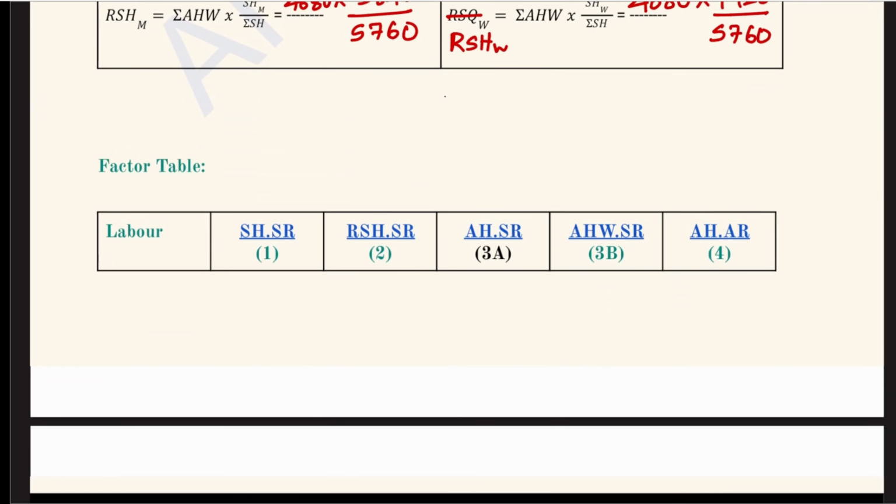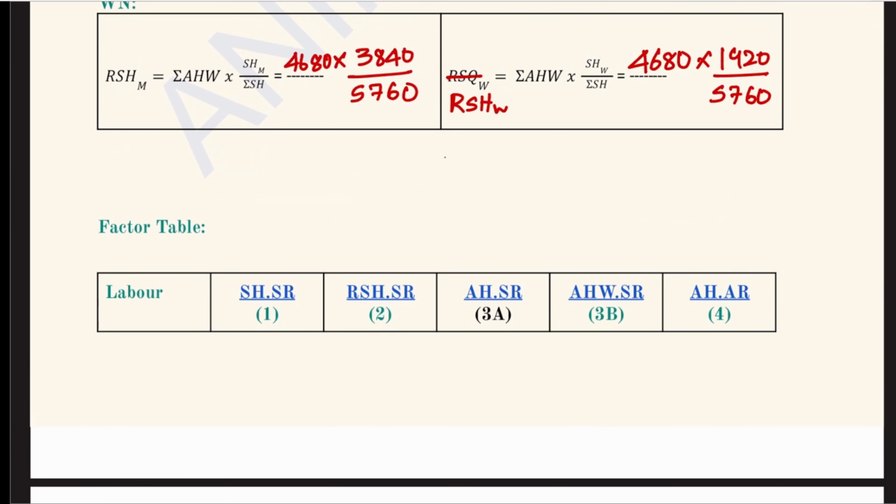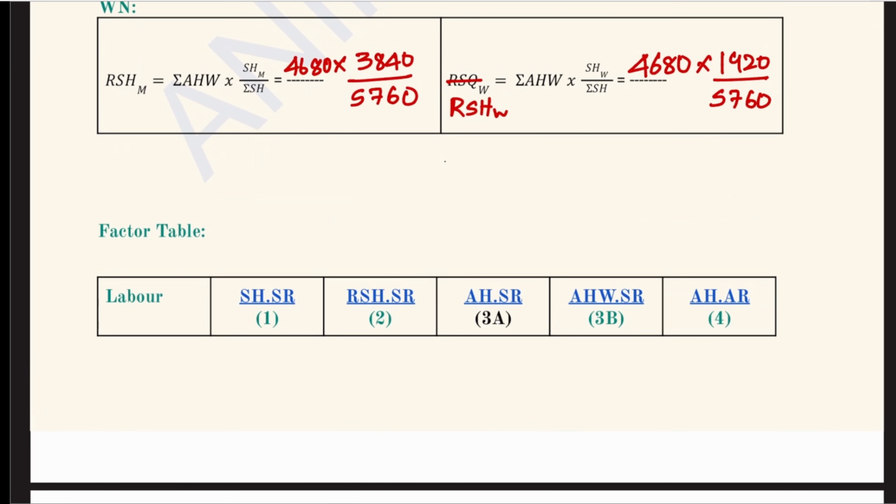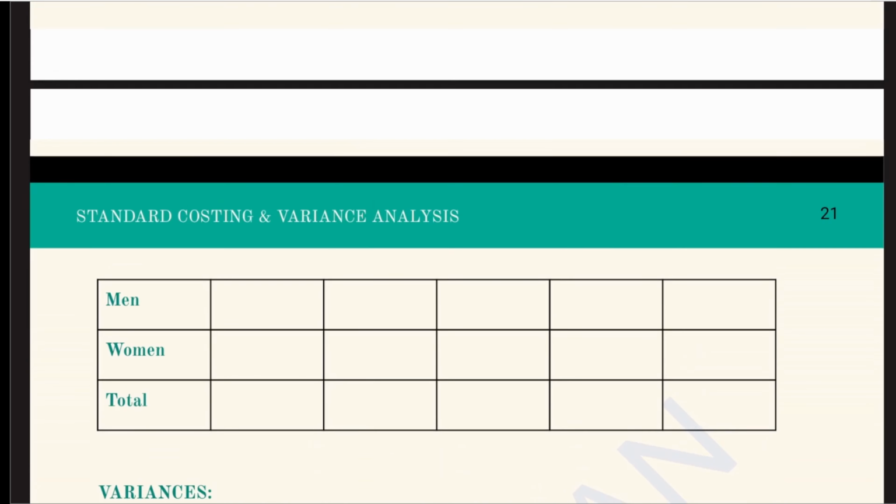Next, I'll go to my factor table. In the factor table, it is similar to my material cost variance. First one is similar. Then second one is the same. In the third and fourth ones, I have two new things introduced. The last one is the same. In the material cost variance, I had actual quantity and standard price, only one. Since we have actual hours and actual hours worked, I have two factors here: one is AHSR, second one is AHWSR. So next step, I multiply these factors. SHSR.